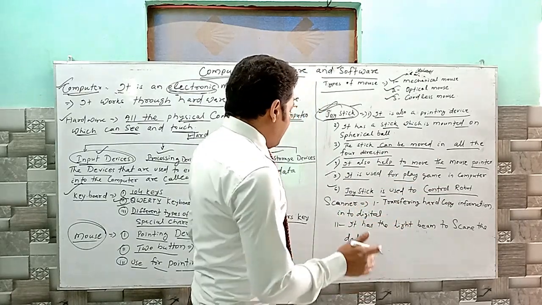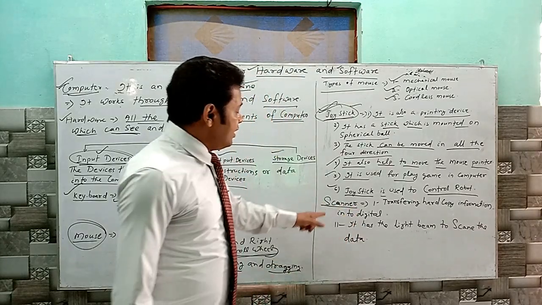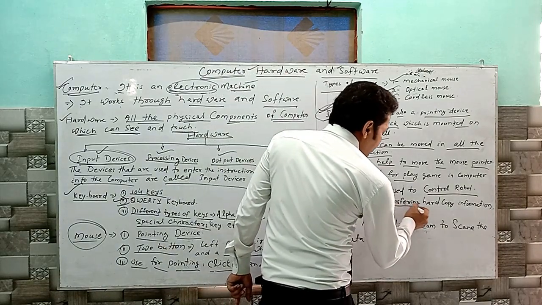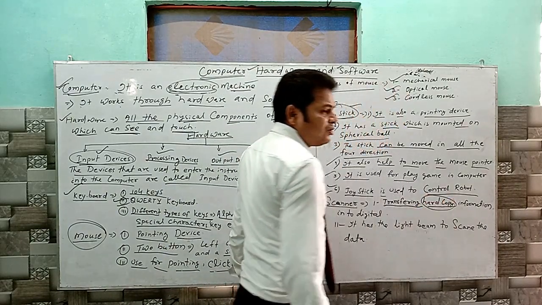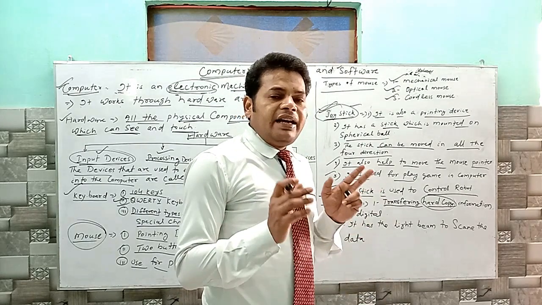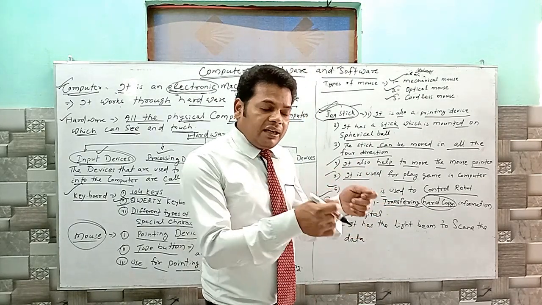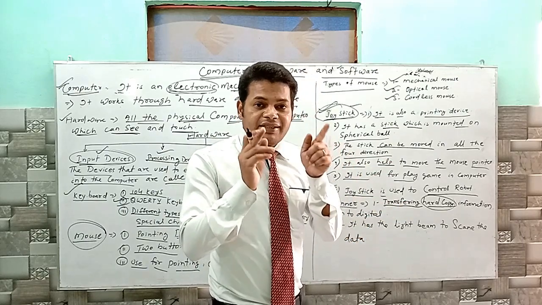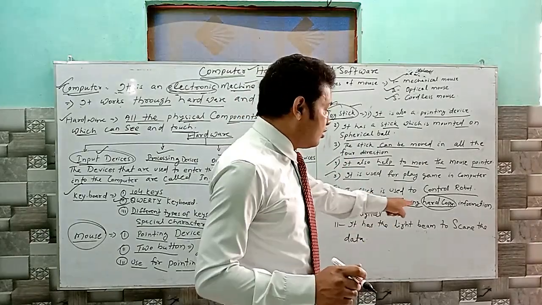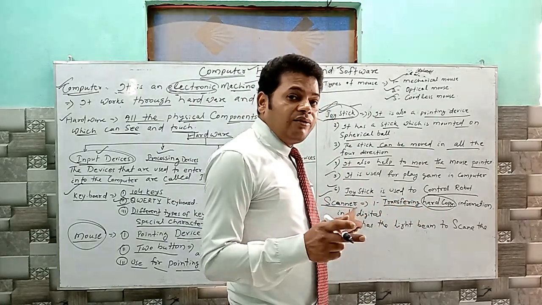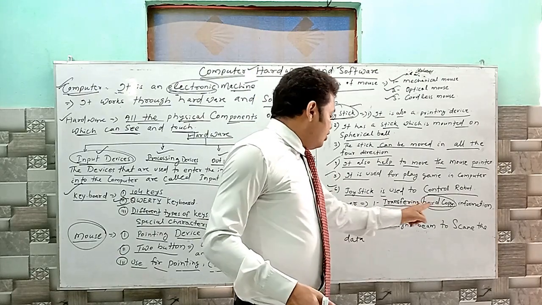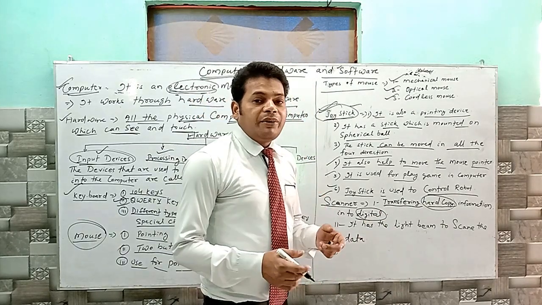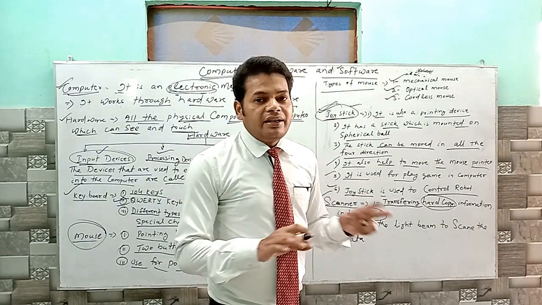Then another input device, the scanner. It is used for transferring hard copy. Students, hard copy means each and every document which you can touch and see. The scanner changes that hard copy into digital copy. A digital copy means we can see it but we cannot touch it.